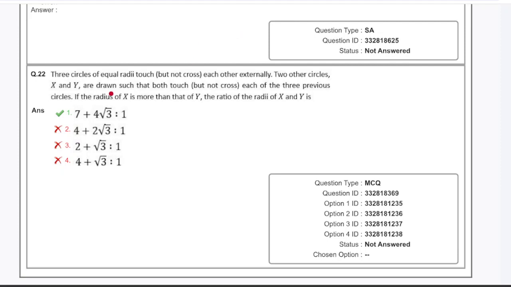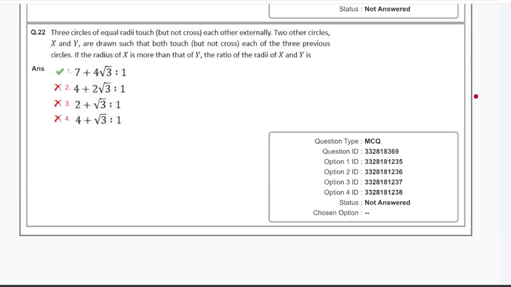Three circles of equal radii touch but do not cross each other externally. Two other circles x and y are drawn such that both touch but do not cross each of the three previous circles. If the radius of x is more than that of y, the ratio of the radii of x and y will be what? Now, how can we make this figure?